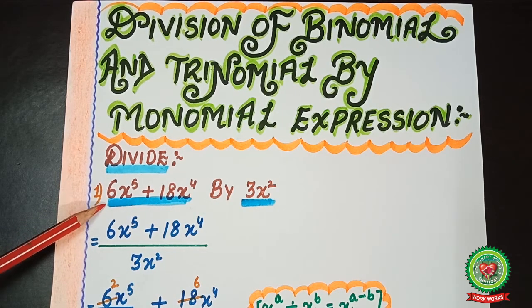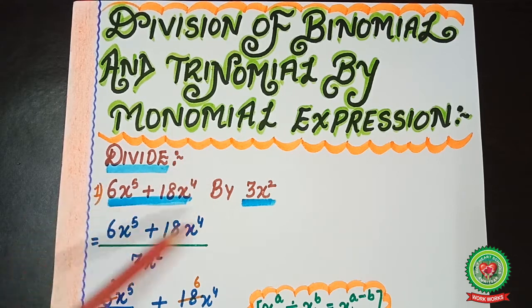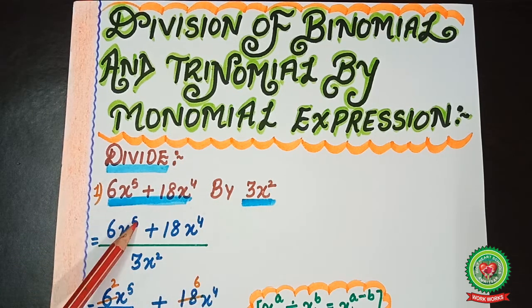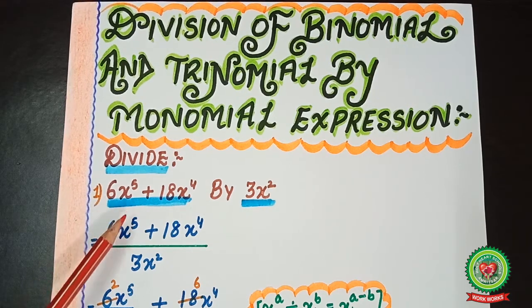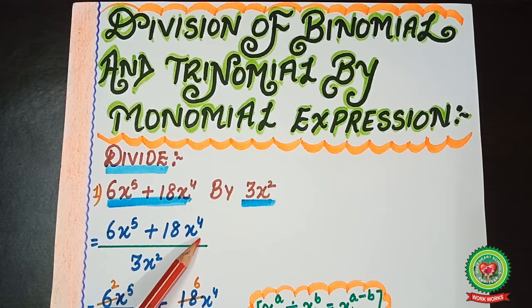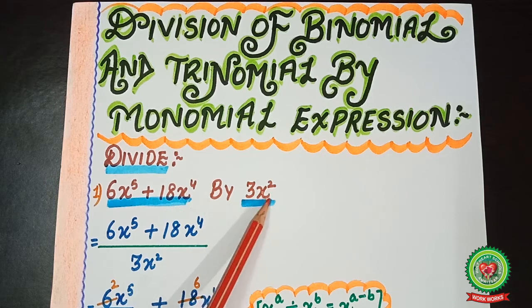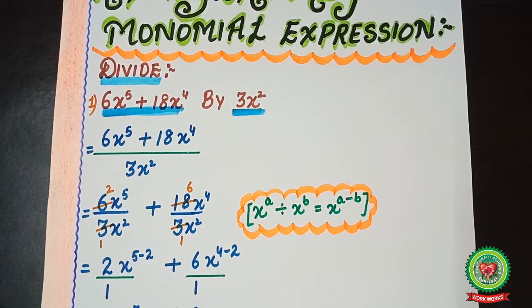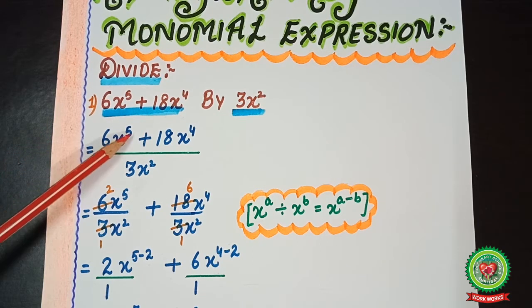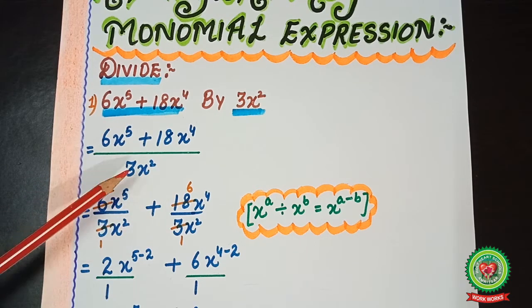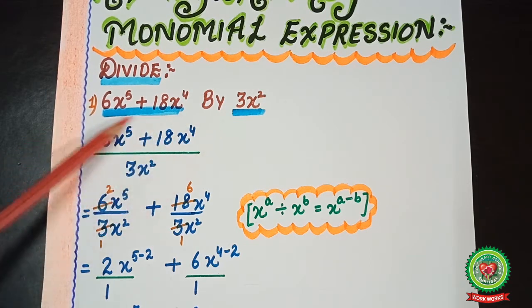Here you will see that this statement is getting divided by this statement, right? So here you will first write 6x raised to power 5 plus 18x raised to power 4 in the numerator. By means divide, so you will put the sign of divide, that is upon, 3x square. So you will write 3x square in the denominator place, right? Now students, what does it mean if I put the upon sign here? If I write 6x raised to power 5 plus 18x raised to power 4 whole upon 3x square, it has a simple meaning: 3x square is dividing this whole expression.